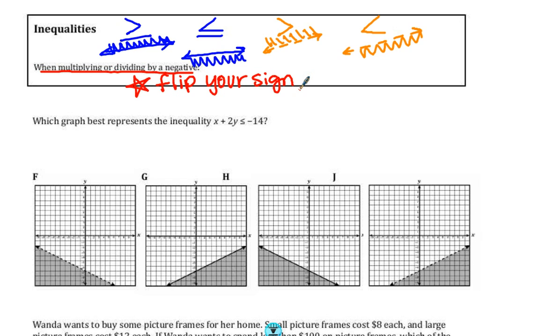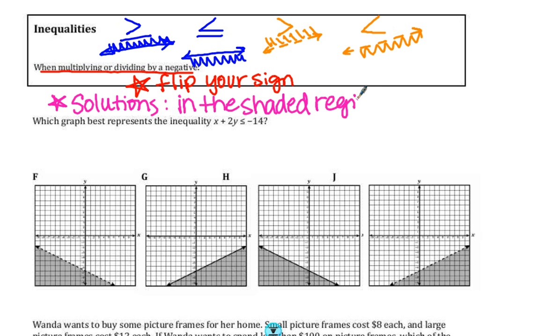Also make one last note somewhere that says, think about where the solutions for inequalities are. Okay, where are solutions for inequalities? Well, why do we shade these things to begin with? That's because that's where all of our solutions are. That's our solution set. So solutions are in the shaded region. If I had a graph and I was shaded below, that means all of my solutions will be anywhere in here in the shaded region.